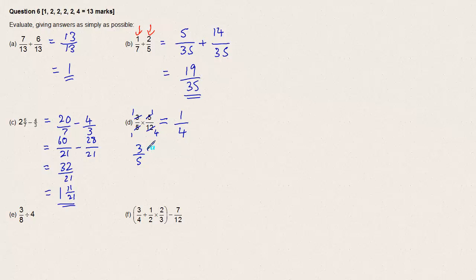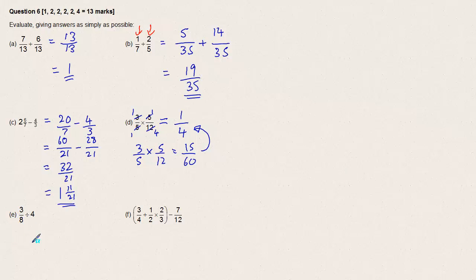If we'd done it without the cancelling first, we'd have ended up with 3 times 5, which is 15, over 5 times 12, which is 60, and then you'd have needed to cancel this down from here to a quarter. You don't need to do it in one step, but it does need to be cancelled down because you have common factors here.